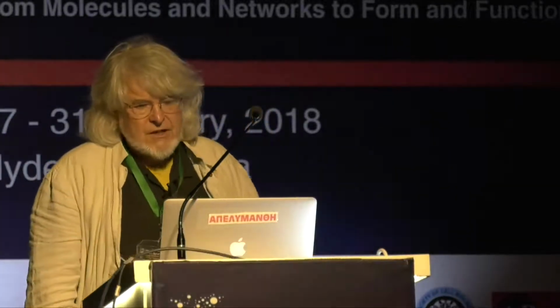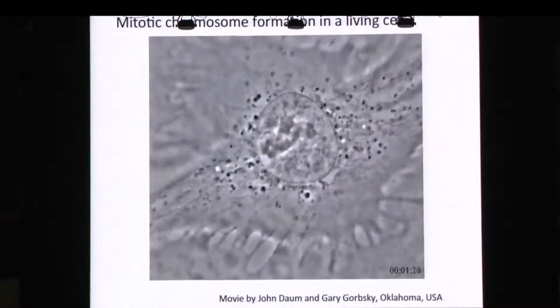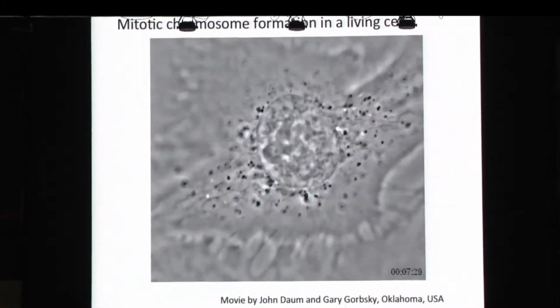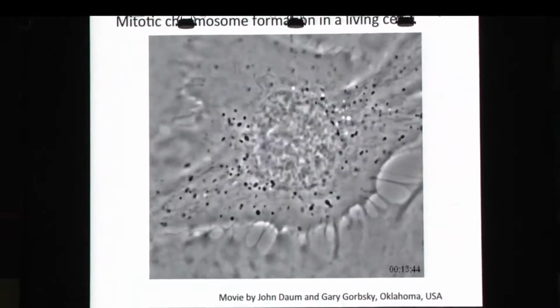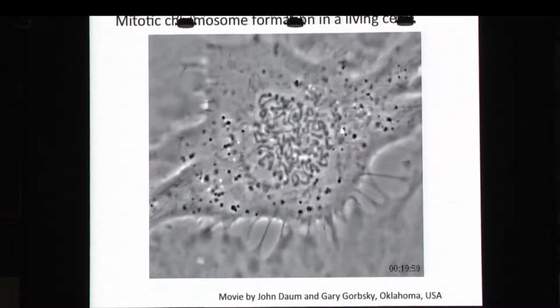So the question I want to talk about today is how DNA gets packaged into mitotic chromosomes so that it can segregate to daughter cells. I'm going to show you an example of this in a fabulous movie made by John Dahm in Gary Gorpsky's lab. Here you see a cell nucleus. If you just watch it, you see first a subtle change and then a dramatic change as the DNA reorganizes itself into mitotic chromosomes.